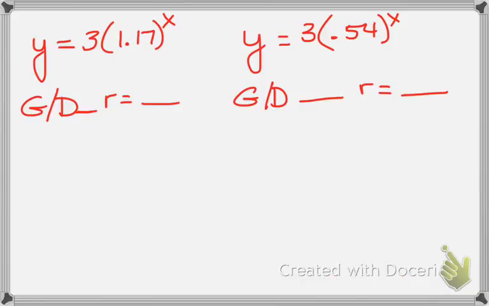Do we have to write it all out? Nope. So tell me which one's growth, which one's decay. Yes, you can borrow one for right now. And then tell me what the interest rate, or not the interest rate, but what the rate would be.